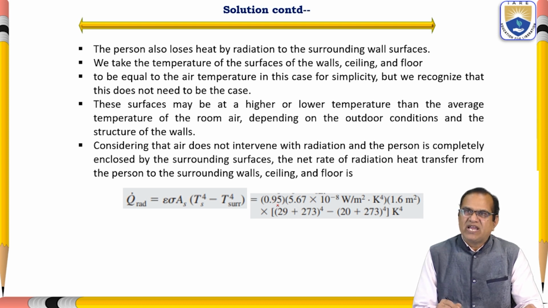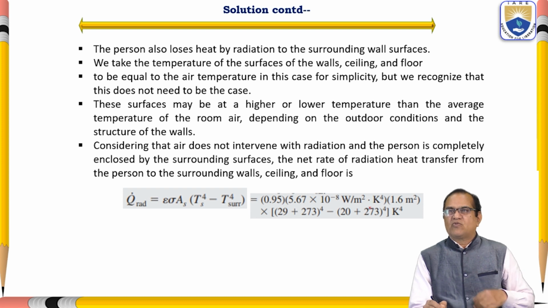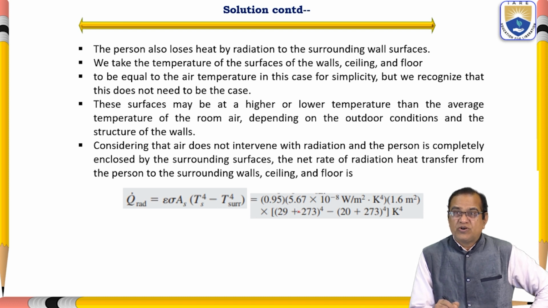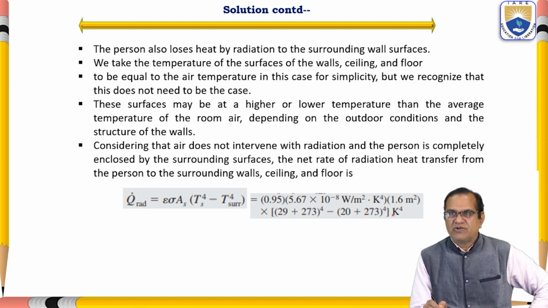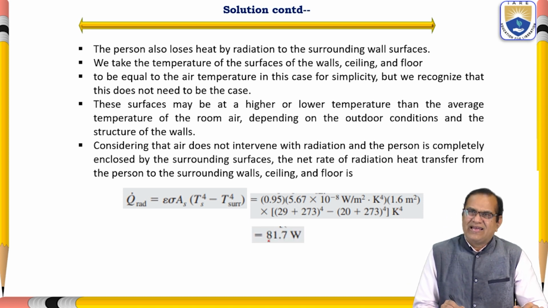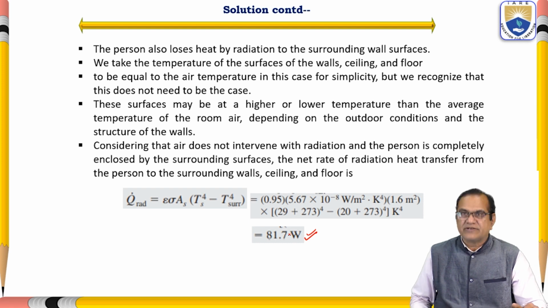epsilon is equal to 0.95 and sigma is equal to 5.67 times 10 to the power minus 8 watt per meter square K to the power 4. Area is equal to 1.6 meter square. Temperature is (29 plus 273) to the power 4 minus (20 plus 273) to the power 4, in K to the power 4. So you will get the answer as 81.7 watt. Okay, so you got the answer 81.7 watt.